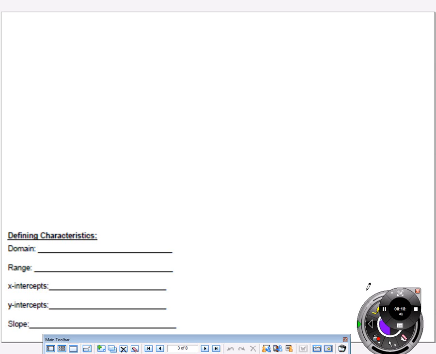Okay, so domain. What's the domain of this function? What were we allowed to plug in? All real numbers, right? I can plug in any x value along the graph, and there is some y value that goes with it. So the domain is still all real numbers.